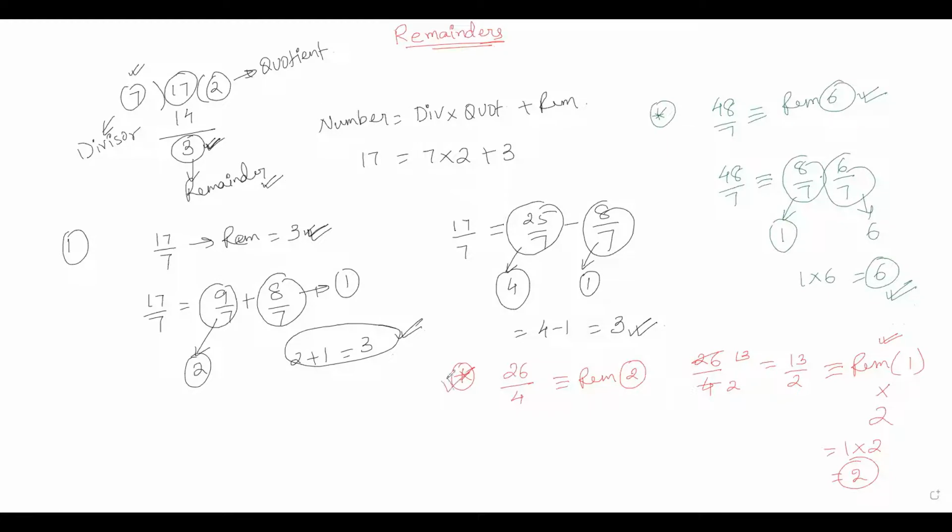So in such cases, when we are cancelling the common factor from the number and the divisor, whatever remainder we get, we need to multiply it by the common factor to get the original remainder.